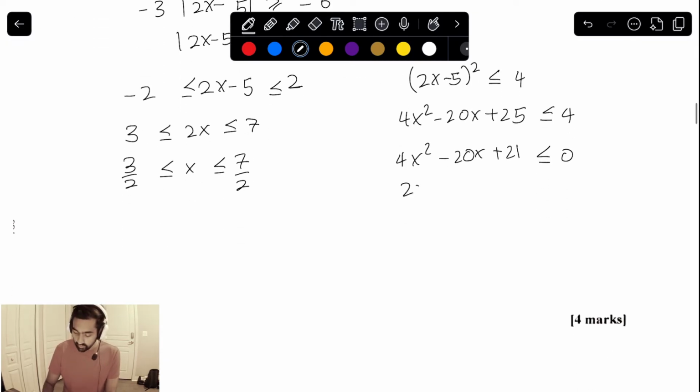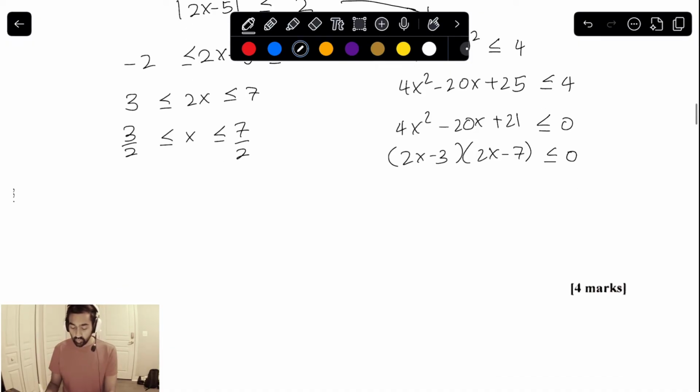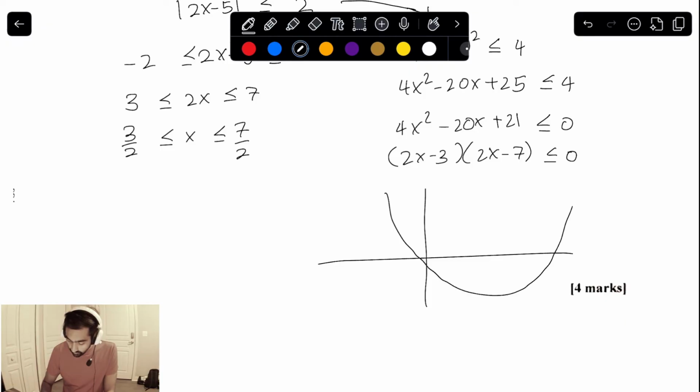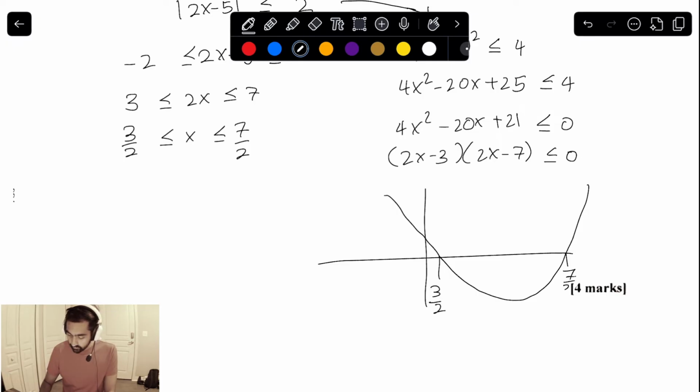And if I factorize this, I get (2x minus 3)(2x minus 7) is less than or equal to 0. So the two roots are at 3 over 2 and 7 over 2. But the important thing is that this is a minimum quadratic curve. It points up, which means it looks something like this. The first root is 3 over 2, and the second root is 7 over 2.